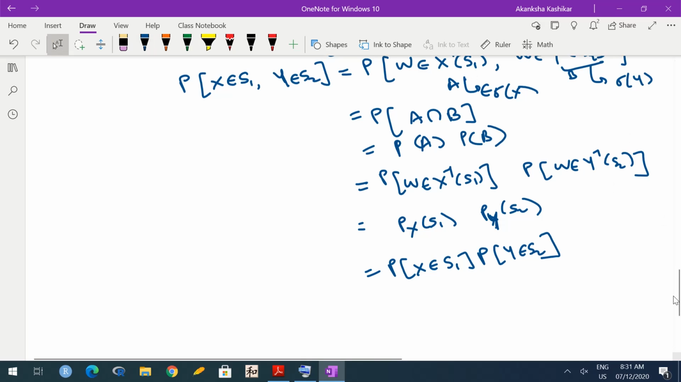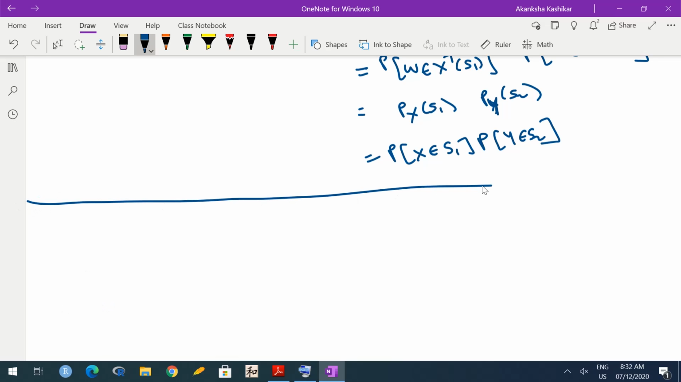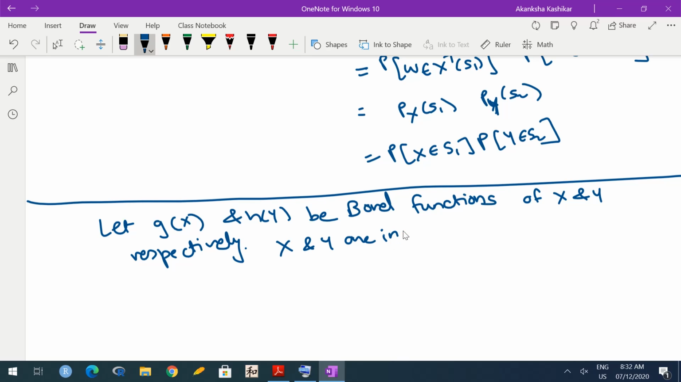Okay. And as I said, this can be extended to finitely many and infinitely many random variables. We will say infinitely many random variables are independent if and only if every finite collection is independent. Okay. Now, what about functions of random variables? So let g(x) and h(y) be Borel functions of x and y respectively. And we know that x and y are independent. Then can we say that g(x) and h(y) are independent?